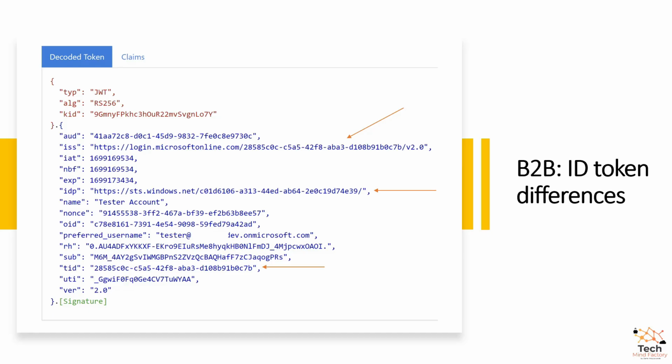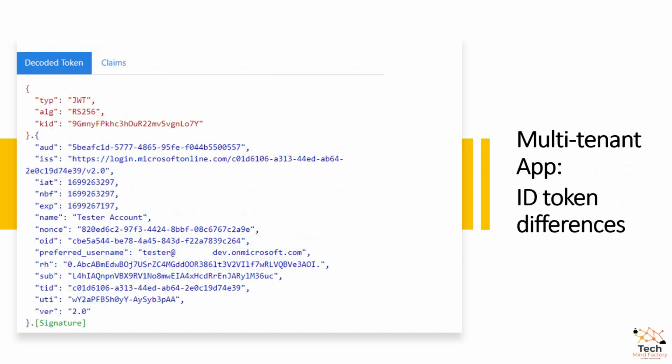It's very important. Don't be surprised by that. Don't look under the TID, because you will see your home tenant ID. If you want to check the B2B user's home tenant, look under the IDP claim. Or if you just want to check the authentication method that was used by the guest user, the B2B user, check the IDP claim. Okay, so now let's look into multi-tenant app ID token differences.